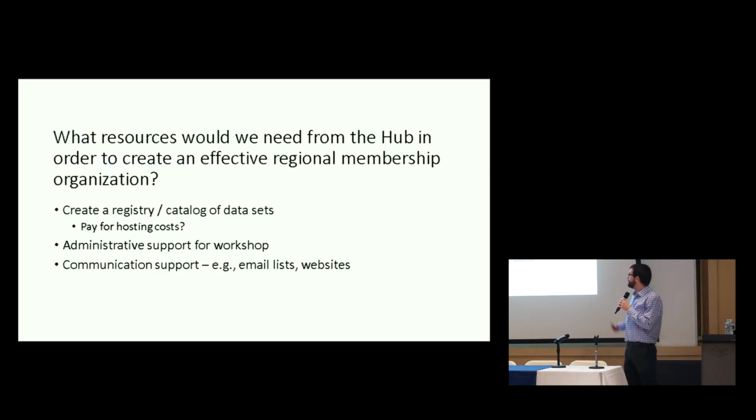So what resources do we need? Again, the same stuff that people have already said: a collection of data sets, a catalog, some hosted repository would be really useful, and administrative support for various aspects of workshops. And then the things that other people have discussed: communication support, putting people's names out there, helping us find people, helping us find collaborators. We'd love it, please do it. And that's all.